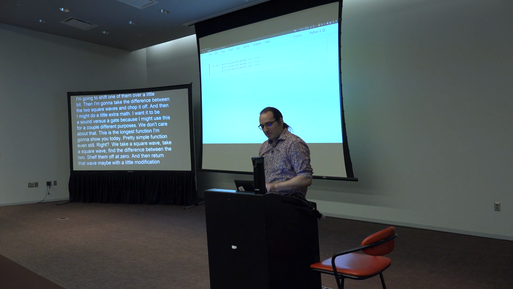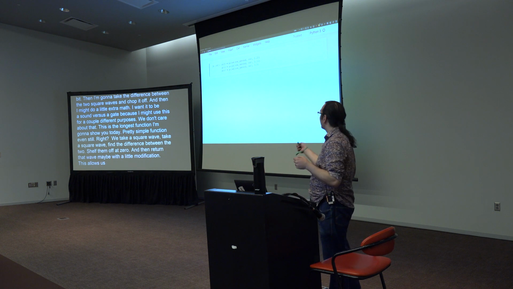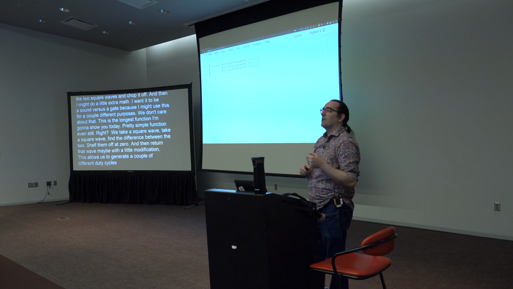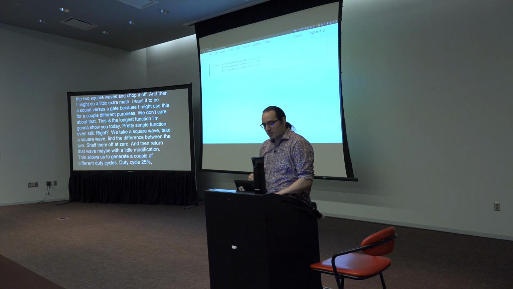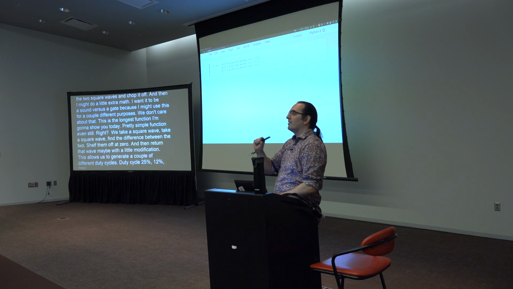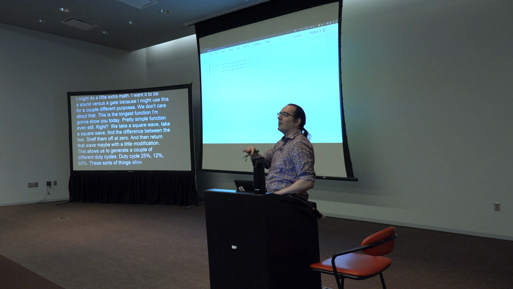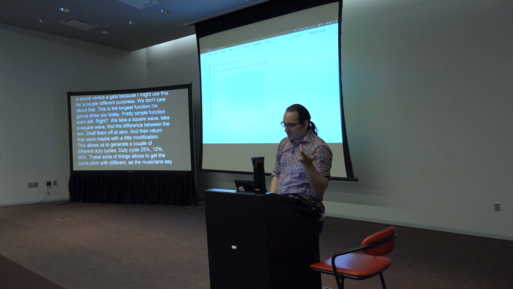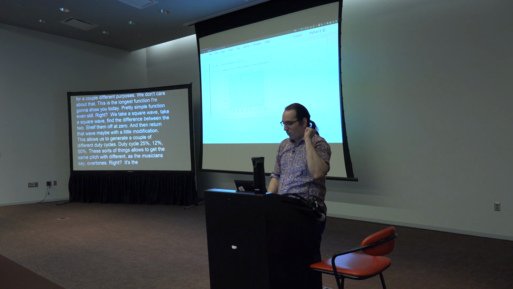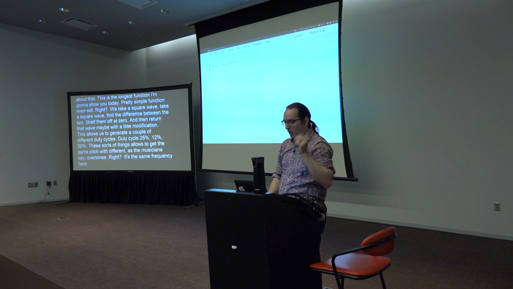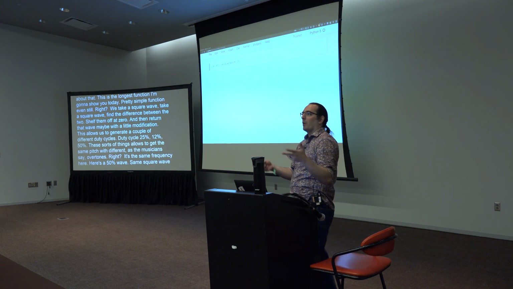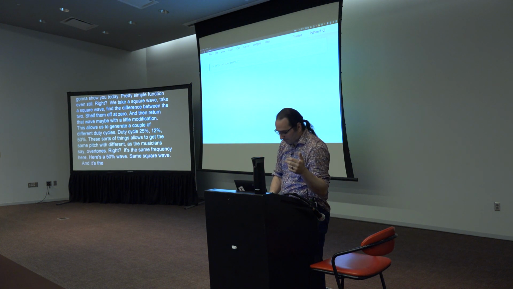This allows us to generate a couple of different duty cycles. Duty cycle 25%, 12%, 50%. These sorts of things allow us to get the same pitch, but with different, as the musicians say, overtones, right? It's the same frequency here. Here's a 50% wave. It's the same square wave. And it's the same square wave. We've heard that sound before.